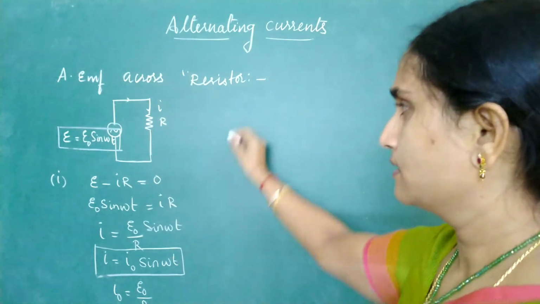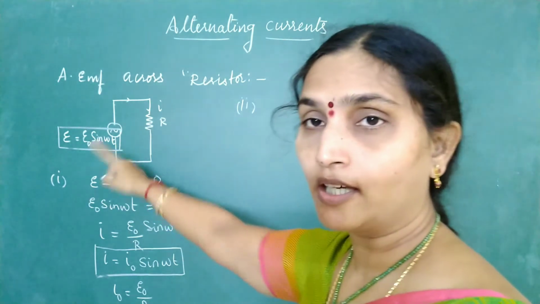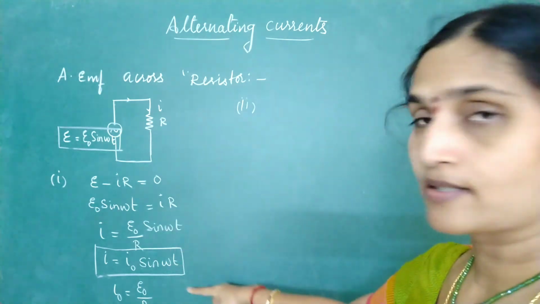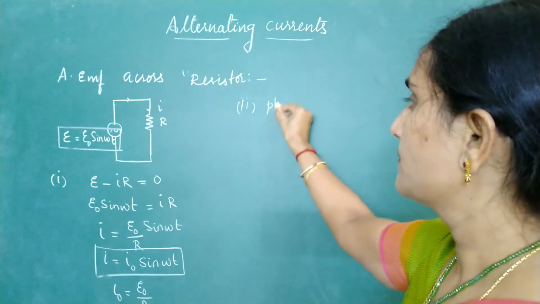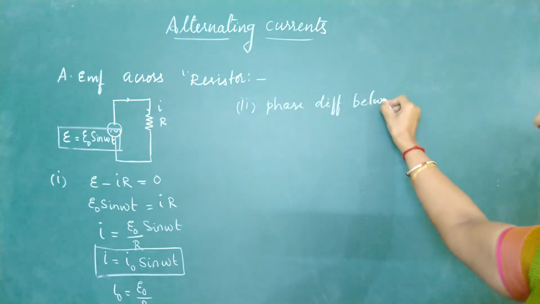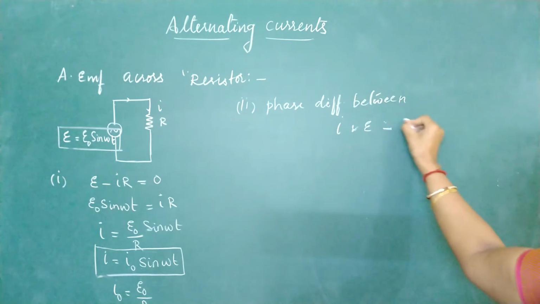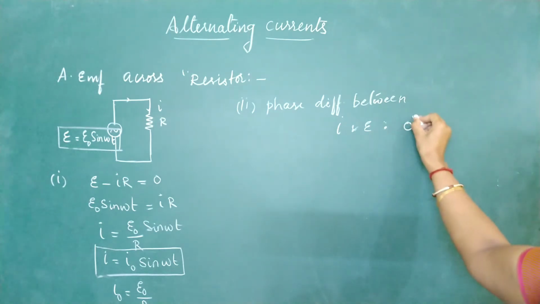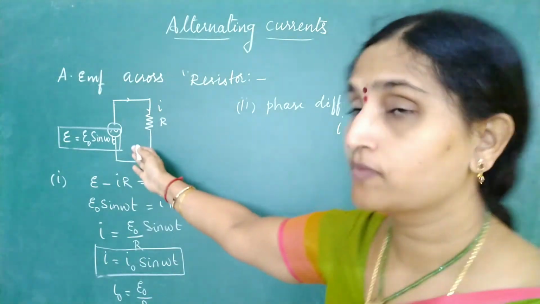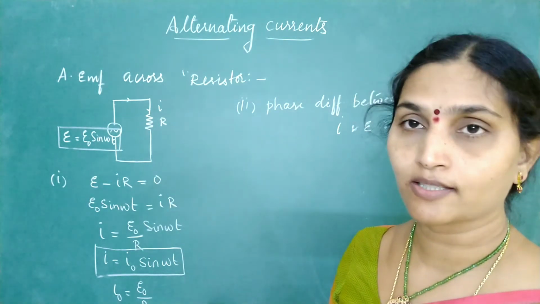Now, what is the phase difference between current and EMF? EMF is E0 sine omega t, and current is I equals I0 sine omega t. Since both of them are sinusoidal waves, the phase difference between current and EMF for a resistor is 0 degrees. There is no phase difference. So indirectly, current and EMF follow each other. If EMF is increasing with time, current also increases with time. If EMF decreases with time, current also decreases with time.